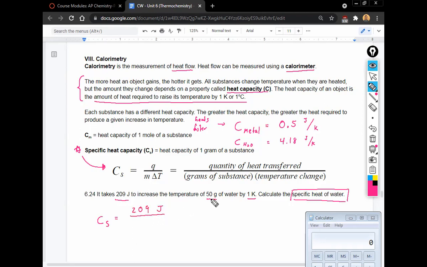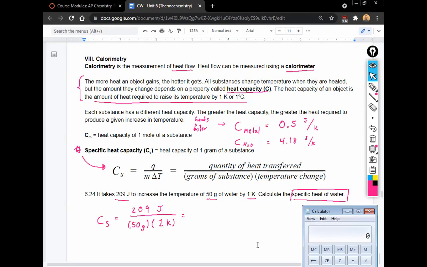We're going to divide that by 50 grams. This one's easy. It's mass. So we'll put 50 grams on the bottom. And if we're raising the temperature of water by 1 Kelvin, it's going to be positive 1. So it'll be 1K. So there you go. We can solve now how much energy it takes to raise the temperature of 50 grams of water by 1 degree Kelvin.